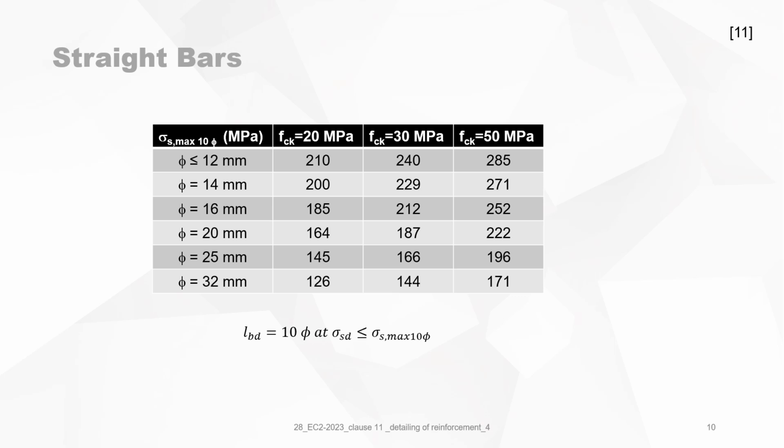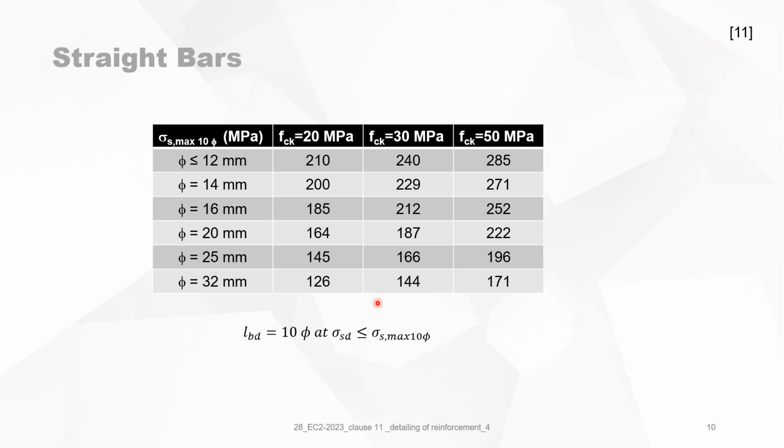And to finalize this video, when do we need the minimum anchorage length of 10 times the diameter? Well, the minimum anchorage length is dominant when the steel stress is smaller than the value given in this table. So I've made this table for 20, 30, and 50 megapascal, and for different diameters of reinforcement bars. And you will see that you only need the minimum anchorage length when the steel stress is not very high.